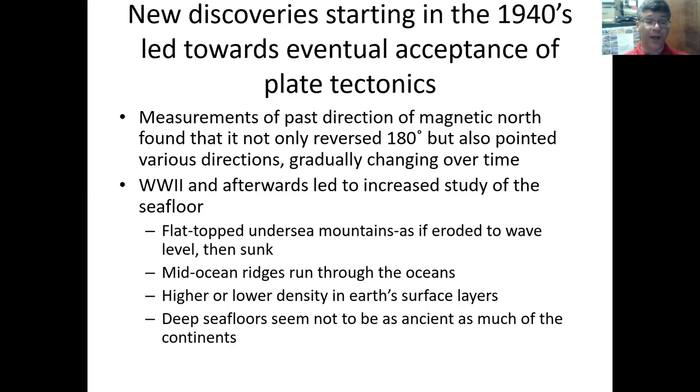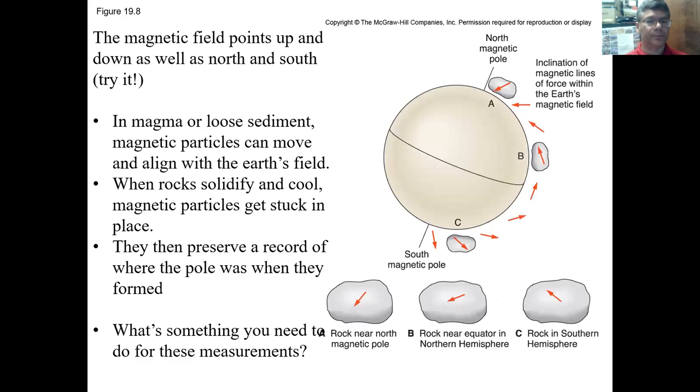Those guyots, the funny flat-top undersea mountains, look like they'd been eroded at the top by waves, but here it is way under the ocean surface. How could you get the waves there? Kind of those mid-ocean ridges, again, the variations in density in the layers, evidence for the age of the seafloor, all of these were tying in. Magnetic field, look at that, well, one aspect of that now, and we'll get to others later.